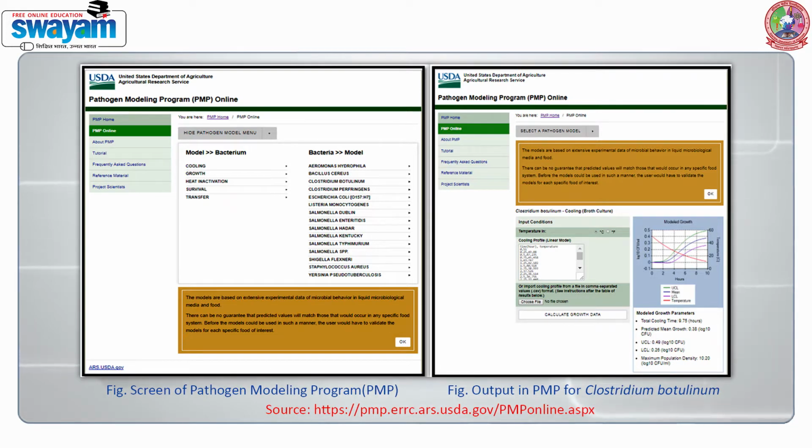When we see this model, we can also go and select a model which is for a specific pathogen. For example, you can see on the screen we have selected a model which is for Clostridium botulinum, and the model has been taken in the case of the broth culture. Once we have the broth culture, we can use various linear models, and you can see these are reflected in the form of the line graph on the left side, which tells us how this pathogen is going to behave in the broth under different conditions.